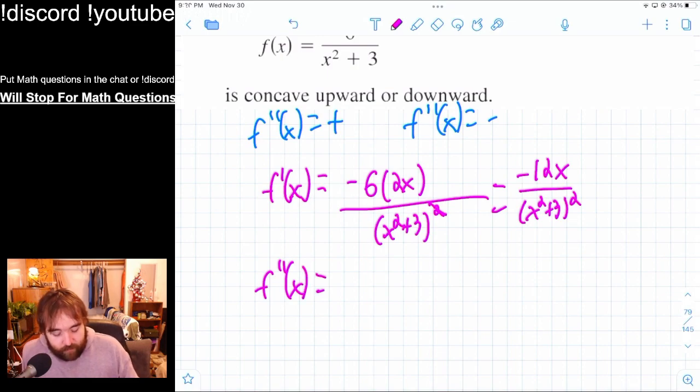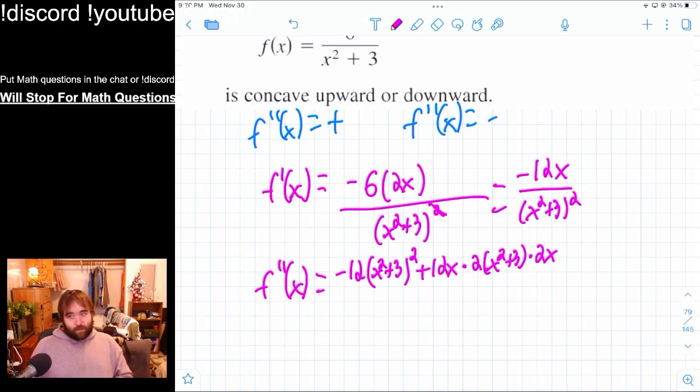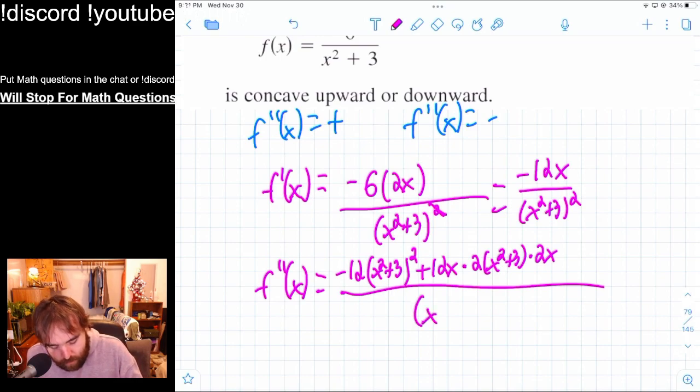For the second derivative, now we really have to use the quotient rule. So it's going to be negative 12 times x squared plus 3 squared, minus, but then plus 12x, times the derivative of the bottom, which is 2 times x squared plus 3 times 2x. Oh, that's kind of brutal. All over x squared plus 3 squared, except not squared because it's squared squared, so to the fourth.